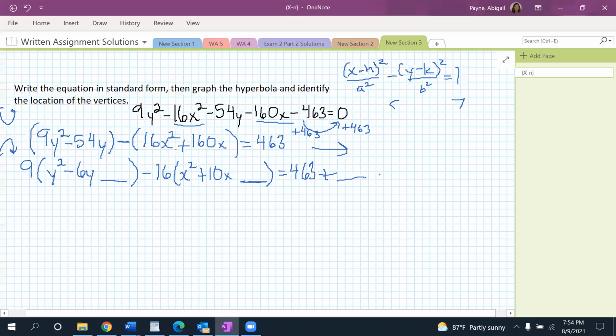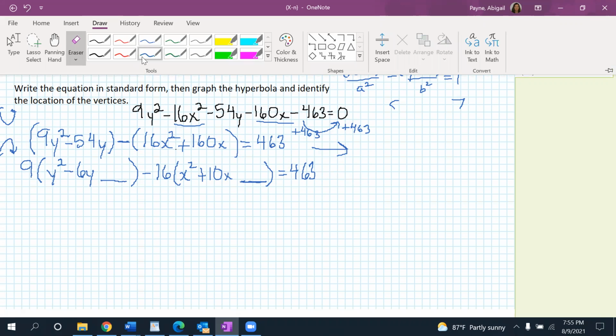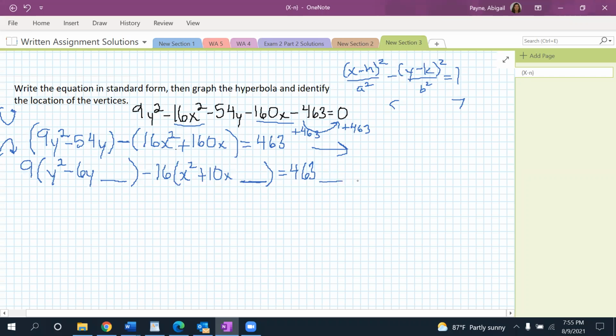Add something to both sides to complete. Well, I'm being a little presumptuous when I put a plus there. Actually, let me just put two blanks here. Whatever I do to complete the square on the left side of the equation, I have to balance on the right side. So let me think about this.